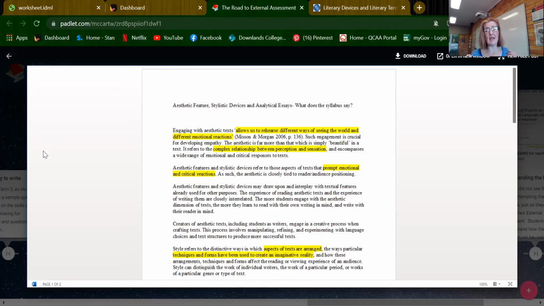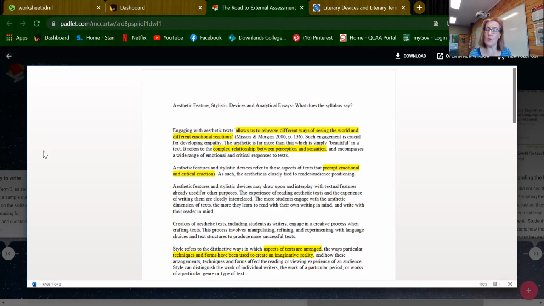Because the way we react to the world is a response to our own values. So if the way that language is put together lets me rehearse different emotional responses, the language choices have been so nuanced that I'm being invited to explore different values. So the aesthetic is far more than that which is simply beautiful. And if you've been in my classes, then you know that's a point I've emphasized, that aesthetic features are functional and elegant, functional and beautiful. So they've got to do two things to be truly aesthetic.